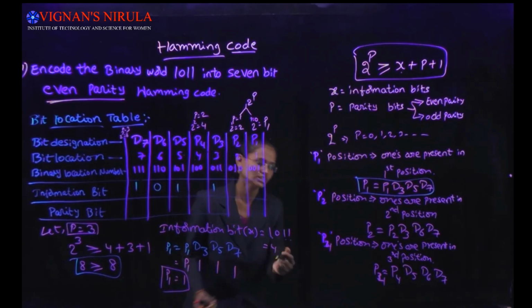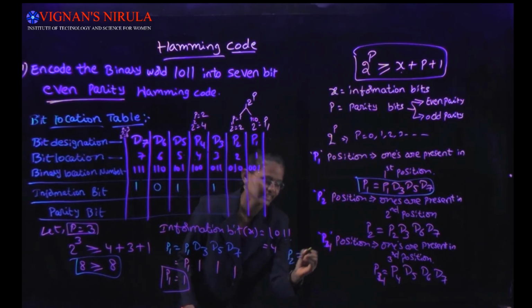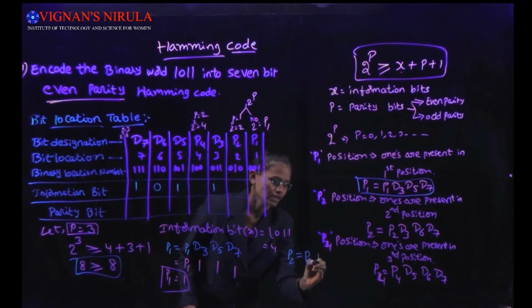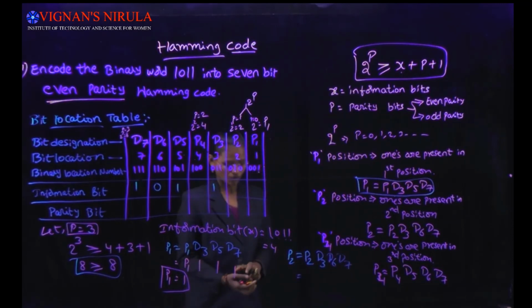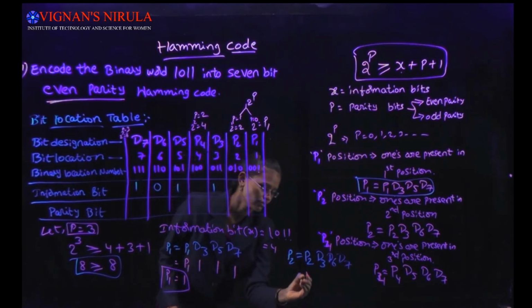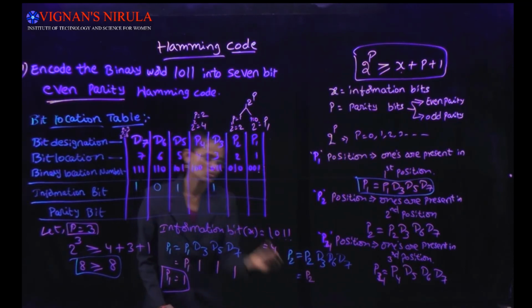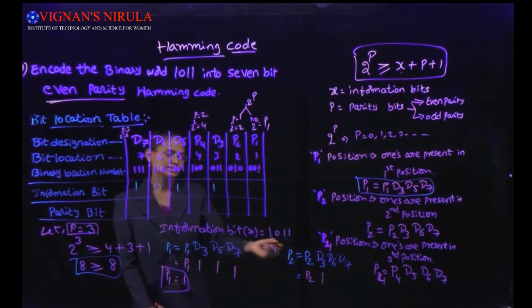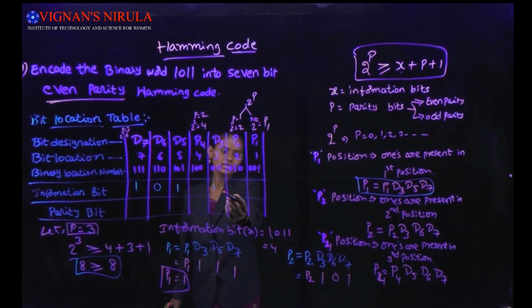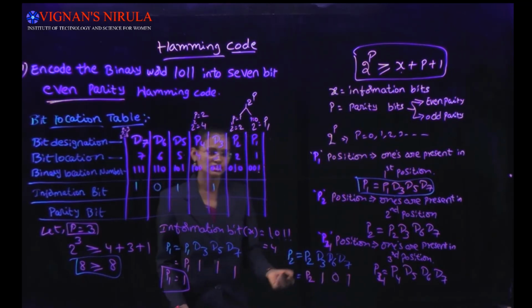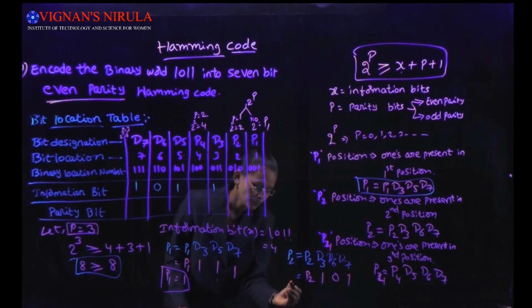Next find the P2 position. The bits are P2, D3, D6 and D7. D3 is 1, D6 is 0, D7 is 1. The number of ones is 2, so this is even parity. So the P2 bit is 0.